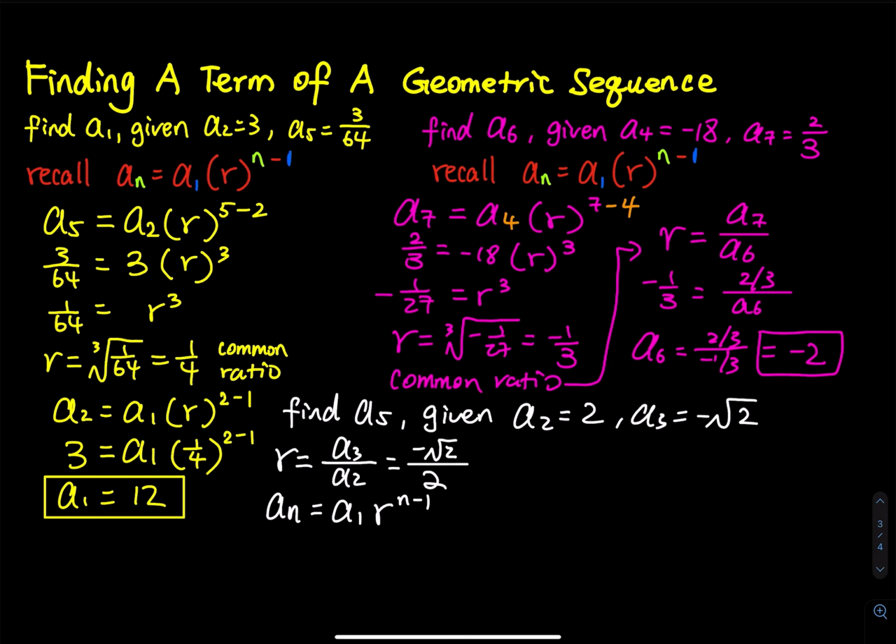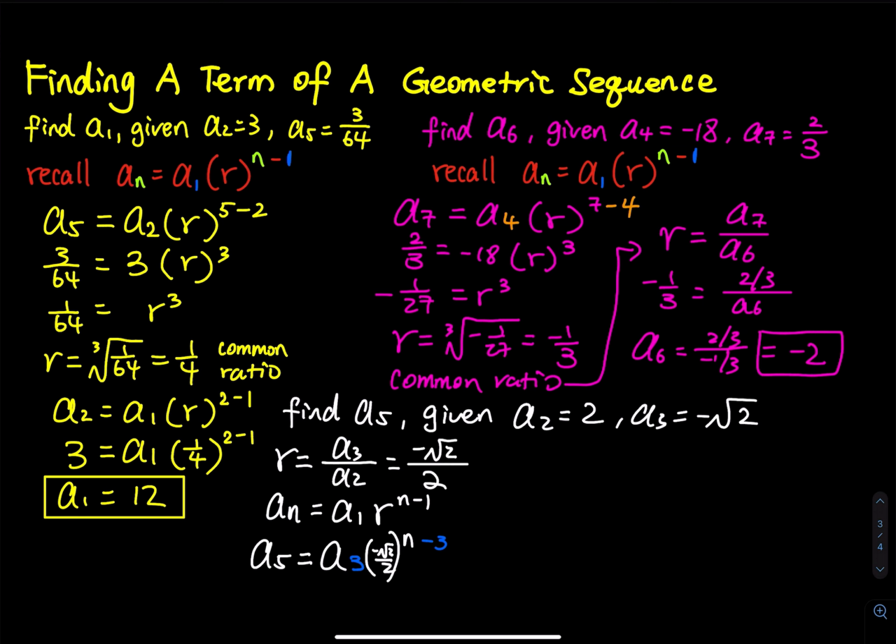This time I will be taking a5. For the a1, I cannot use a1 because I don't have it. So I'm going to use a3. I'm going to color code this for you. So this is a3, and then you have r to the n minus 3. So the common ratio is -√2 divided by 2, to the n minus 3. I'm going to move this a little bit so I have space to write my n minus 3.